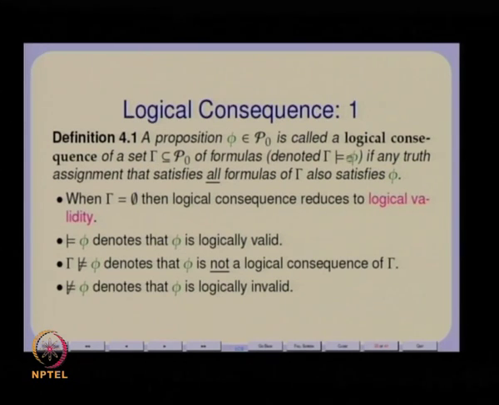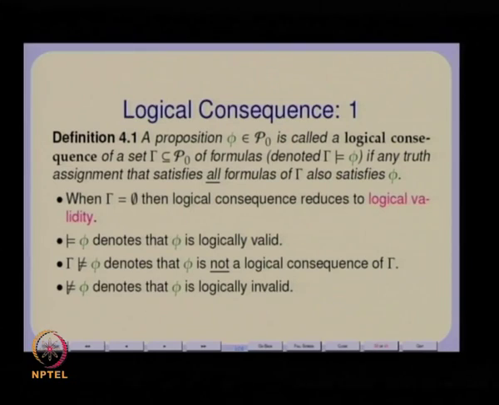So this gamma could potentially be an infinite set, a countably infinite subset of P naught, and we would say that phi is a logical consequence of gamma if any truth assignment that simultaneously satisfies all the formulas of gamma also satisfies phi. So you take a truth assignment tau in which every formula in gamma is true, then phi is also true. So that truth assignment also satisfies phi, right. Then we would say that phi is a logical consequence of gamma.